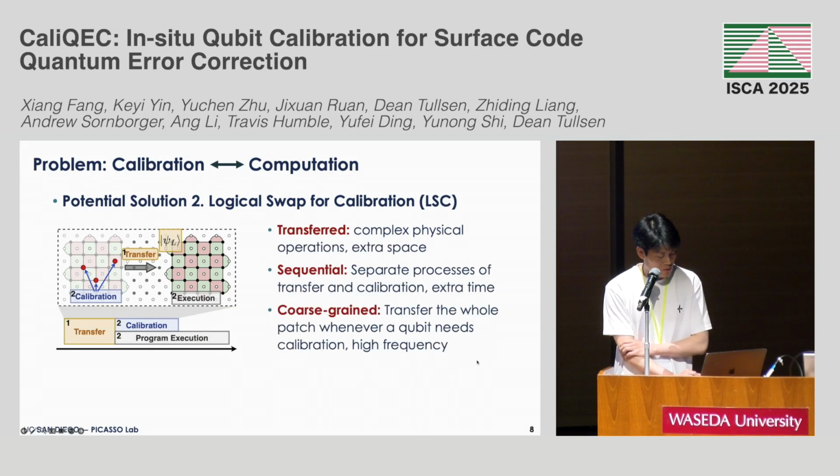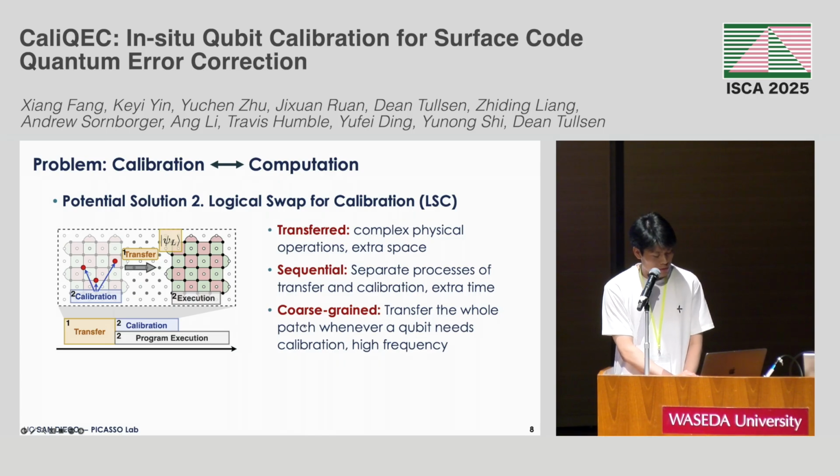First, this logical transfer is not as simple as we might have thought, because it actually involves some complex physical operations. Especially for the superconducting device, you need to initialize the qubits, perform the stabilizer measurements, and then measure some qubits to deform the boundary. Moreover, this will require extra space to accommodate the logical state that is being transferred. And the second thing is the transfer and calibration are performed separately, so that introduces extra time overhead.